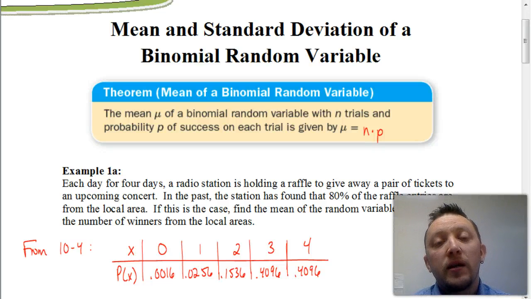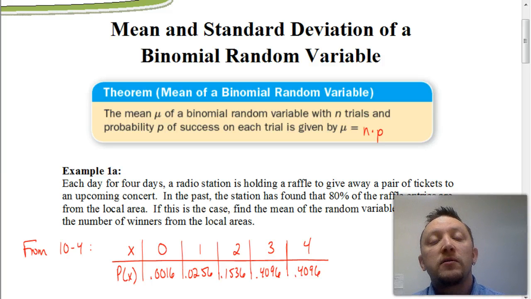Well, welcome. In this video, we're going to be looking at how to find the mean and standard deviation of a binomial random variable. Now, you might be saying, haven't we done this already? Didn't we already do this in a previous lesson? And we have. But in the previous lesson, lesson 10.4, if you recall, the process was kind of complicated, where we had to create a distribution table and multiply the value for the random variable times its probability, add those all together, and that would give us the weighted average or the mean for that binomial distribution. There is an easier way to do it.